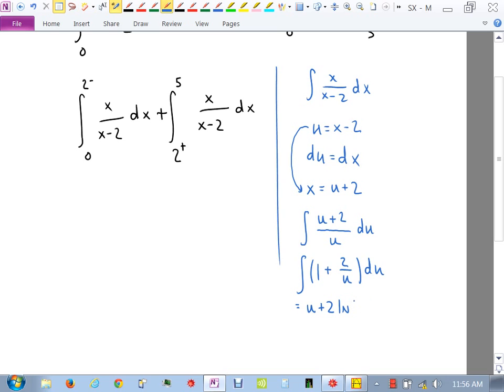I don't really need it though, because my interval, oh no, I am approaching 0, so let me just do natural log u plus c. So that's just the work for my integral, right?